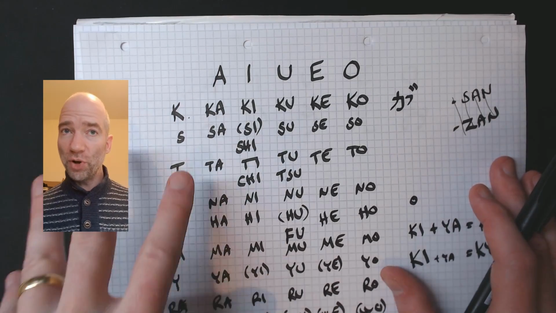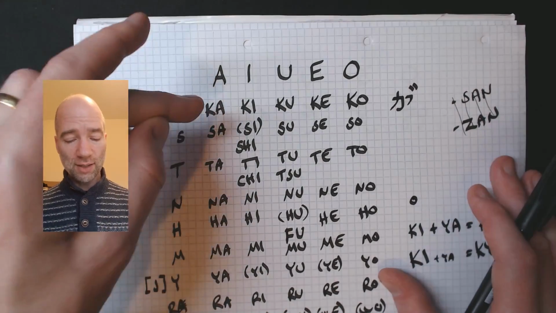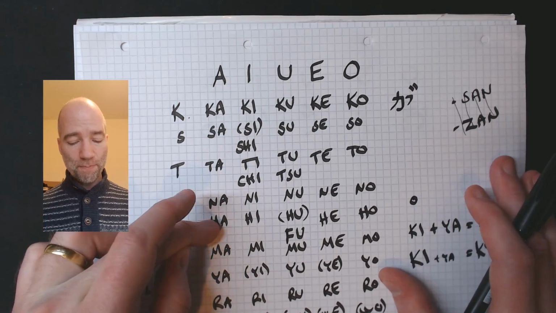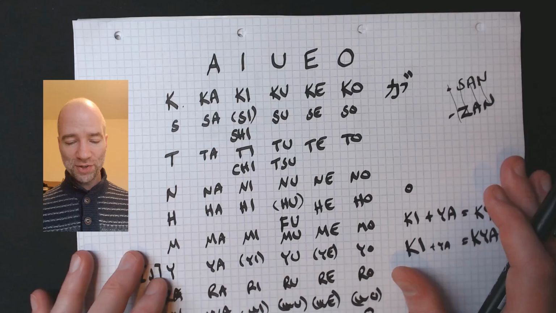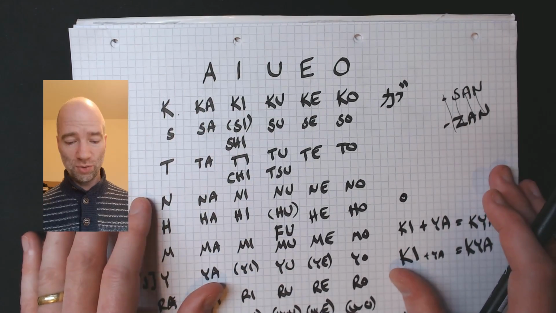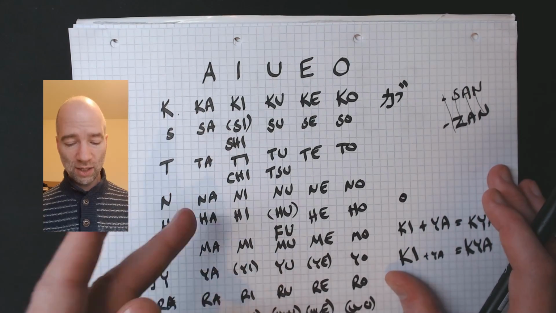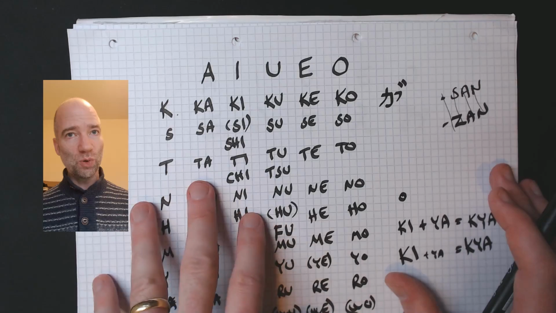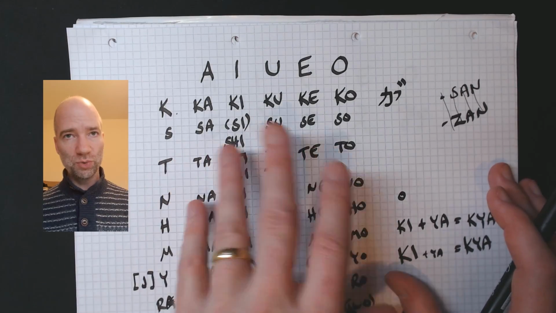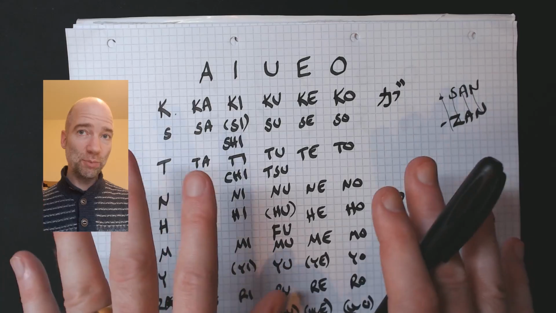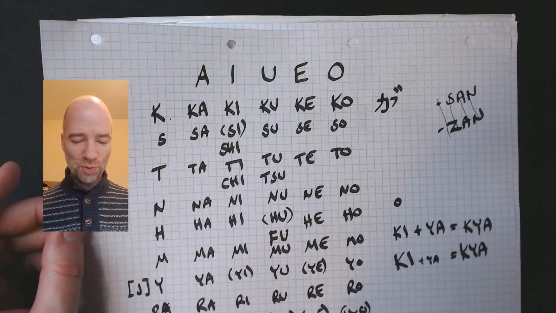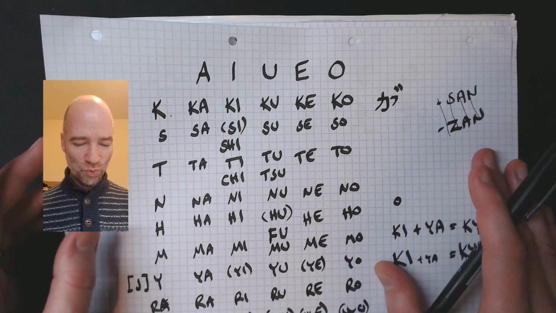And you can also voice some of these. So you get ga, za, da, ba, pa. And you also can combine some of them to create other things like kya, kyu, kyo, sha, shu, sho, etc. And I'll get to those later because they're a little bit more complex and I don't want to confuse you with too much information right away.